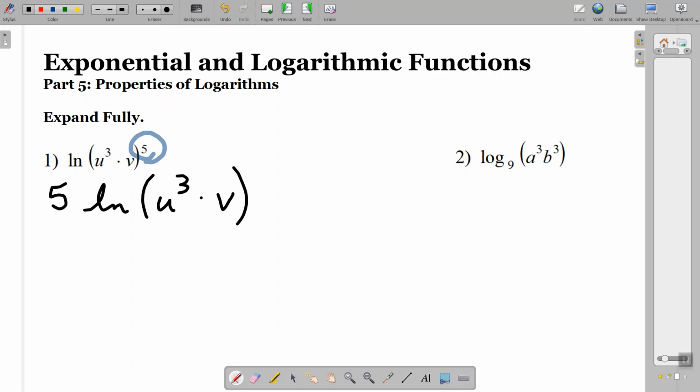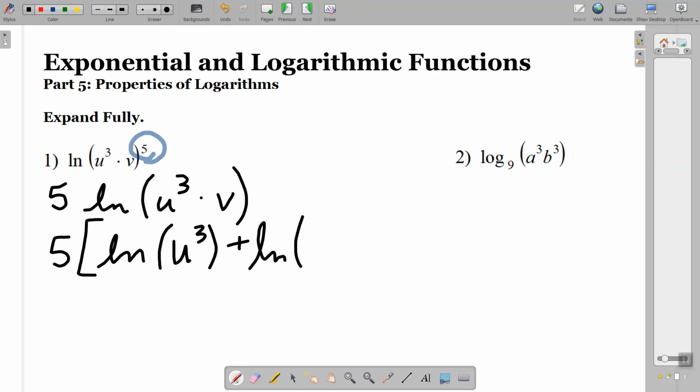Okay, all right. Have I got enough logarithms yet? And I would say the answer to that is no, because I still have multiplication and powers in my logarithm. I want to keep going until I have no multiplication, division, or powers in my logarithm. All right, so let's keep going. This is 5. All right, now because there is a multiplication in this logarithm, I'm going to split this up to the natural log of u to the 3rd plus the natural log of v.